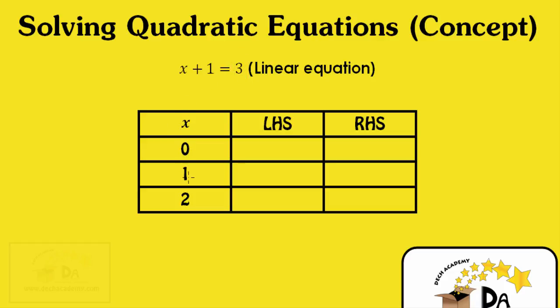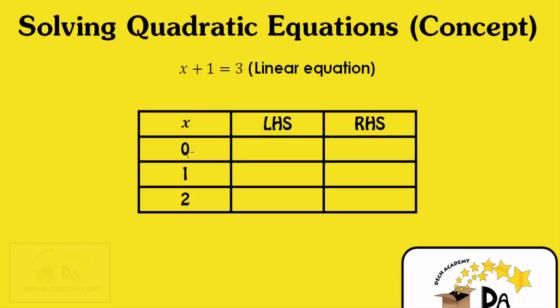On the table you see here, 3 possible x values have been listed. So a possible x value is 0, 1, 2. X is a variable, so it can take several values. But I've just placed 3 values here, and we're going to test them to see if any of them satisfy this equation. We want to see if any of these numbers are actually solutions to the given linear equation.